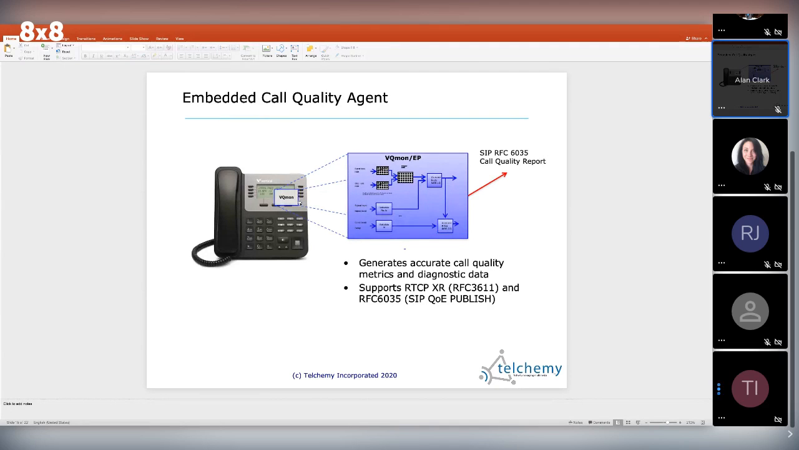Firstly, the idea is you have an embedded call quality agent in the phone itself or in a gateway. This is able to look at the received media stream from the remote end, analyze it, and generate MOS scores and a range of diagnostic data. These embedded call quality agents generate the metrics to support the RTCPXR and RFC 6035 protocols. That's all done internally, and the amount of CPU that these types of agents use is very small, a small fraction of a MIP, something like 1,000th of a MIP. So it doesn't really affect the performance of the phone at all.